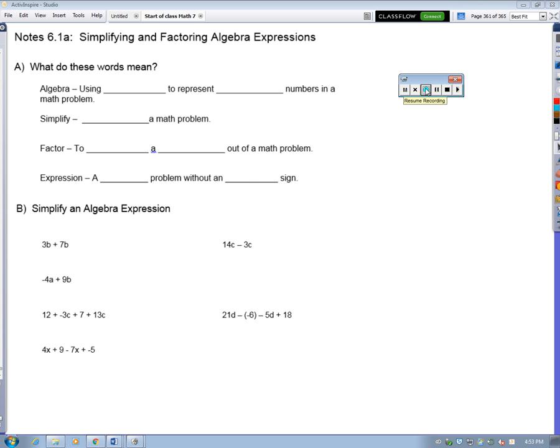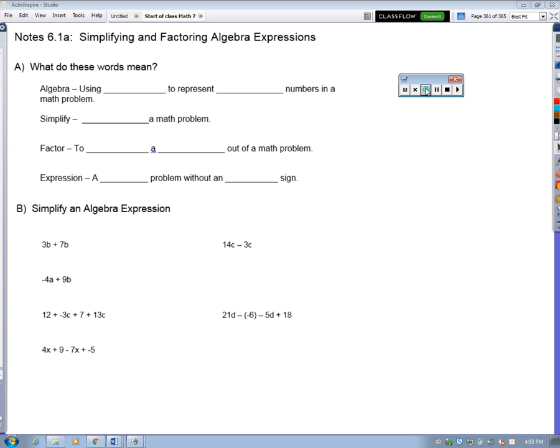This is lesson 6.1a, that's all about starting off with algebra. We're going to be talking about simplifying and factoring algebra expressions, and we're also going to use the distributive property a little bit. Alright, so let's talk about some terms first. Algebra sounds scary, but in reality, you've been doing algebra for a really long time. You just might not have thought of it that way.